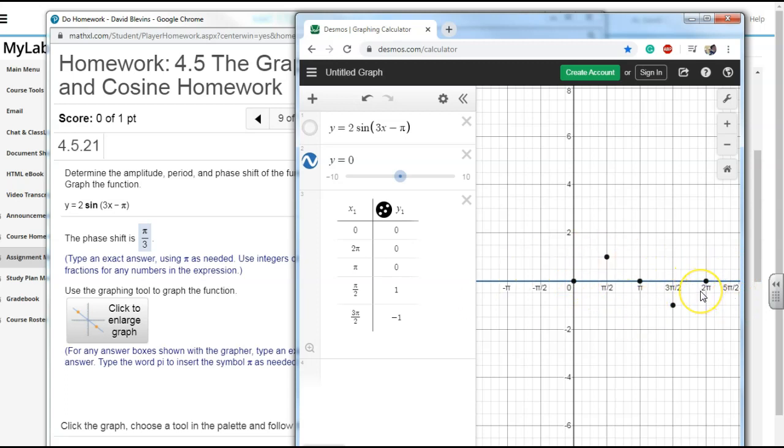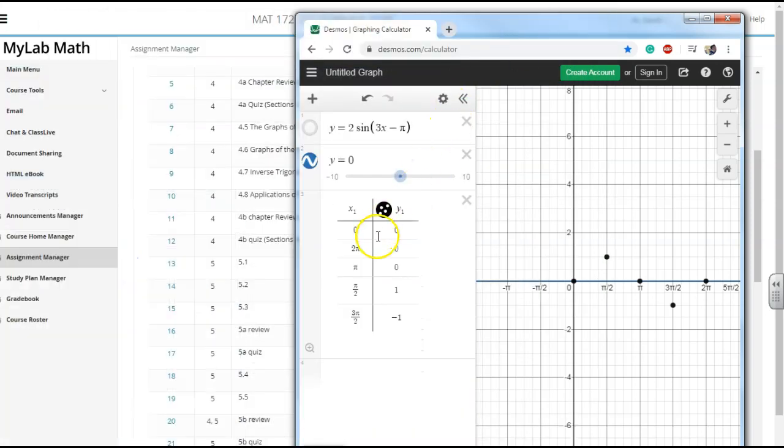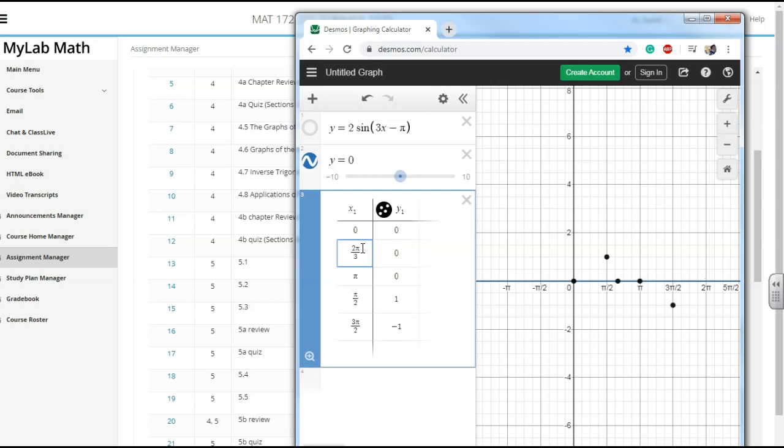Okay, now, first of all, the period of this function is 2 pi over 3. So this whole entire wave is going to take place in 2 pi over 3 units.